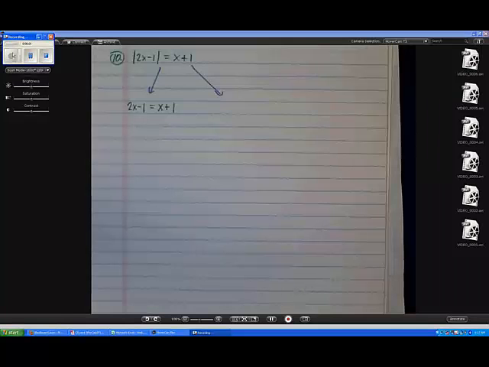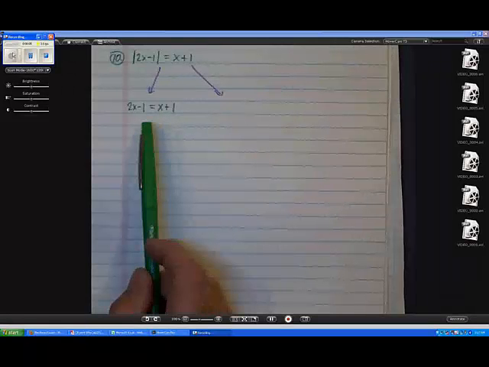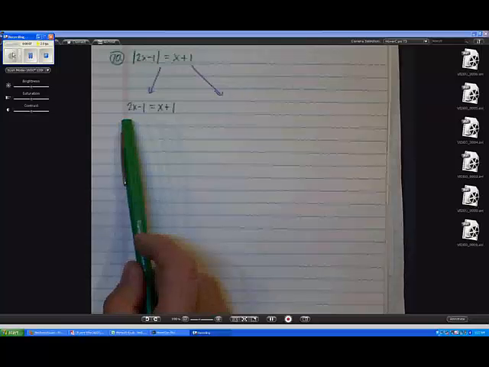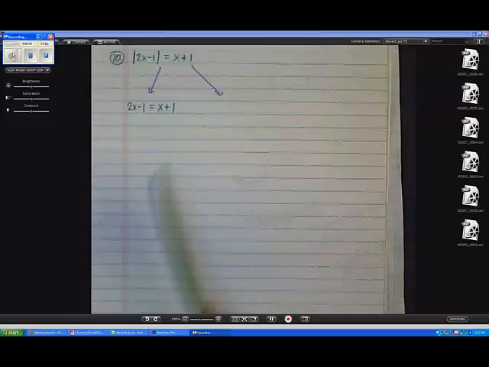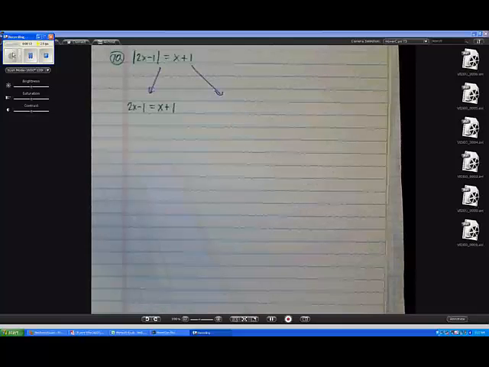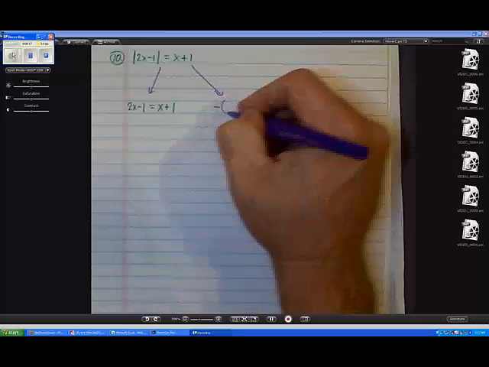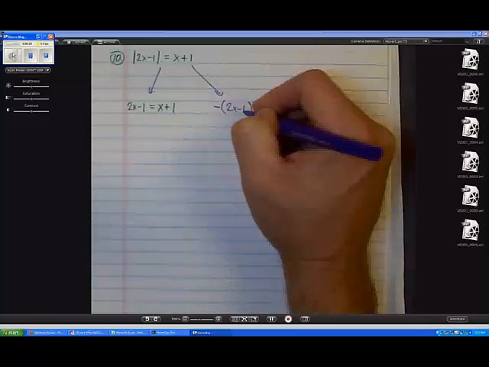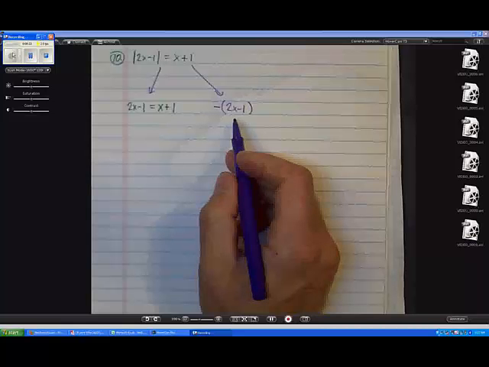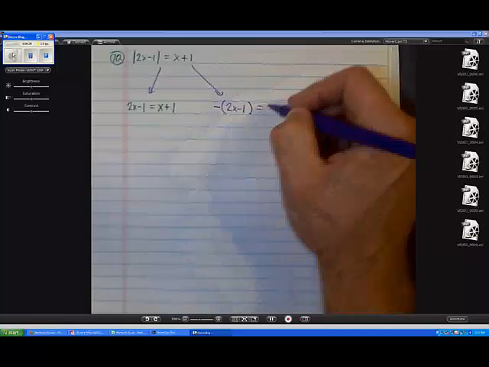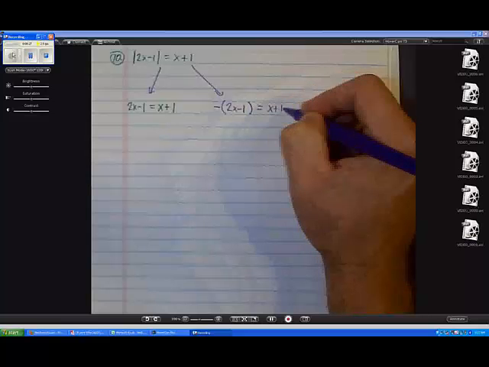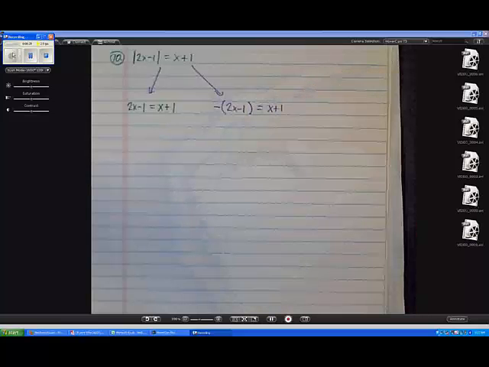Okay, I'm going to work out number 10 on the screen now. One of the cases is simple. You just take away the bars. 2x minus 1 is x plus 1. The other case, let's see if you guys got it right, should look like this. Negative 2x minus 1. Notice I have parentheses. Equals x plus 1. Now there might have been some of you that put the negative sign on the other side with parentheses. And for equations, you're correct.